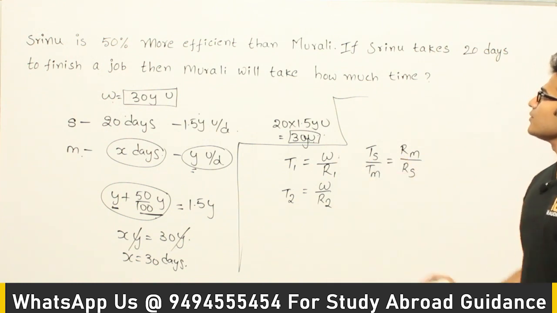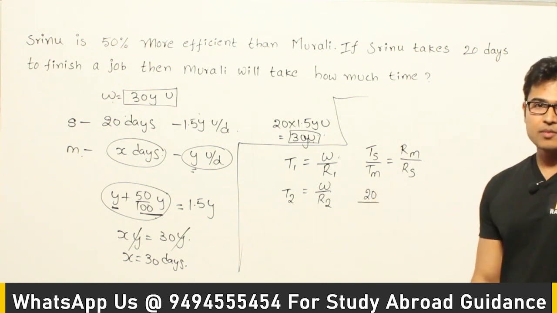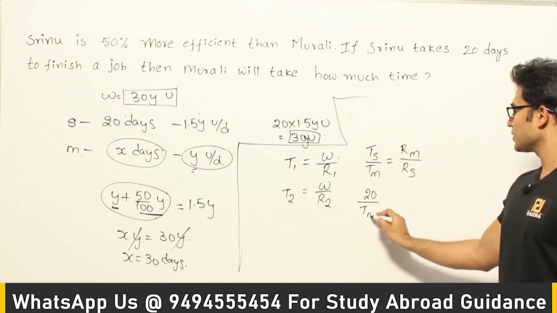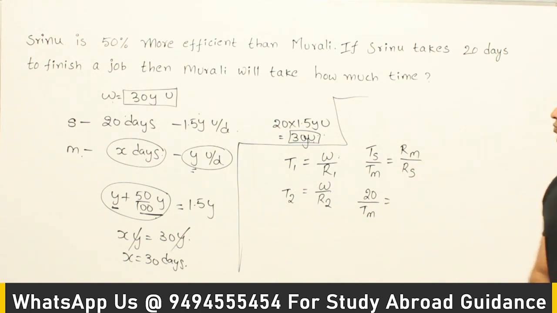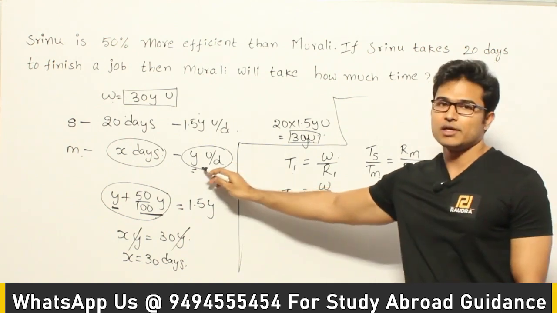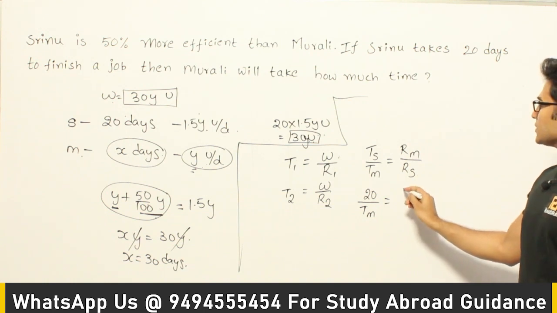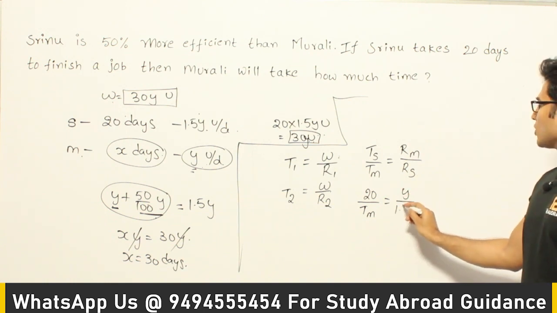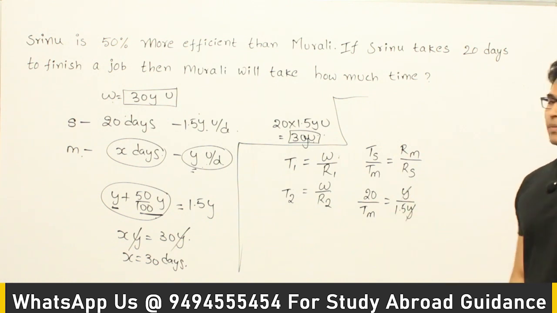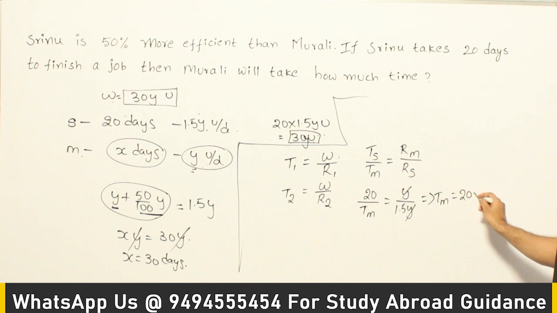Now it is already given that time taken by Srinu is 20 and we don't know the time taken by Murali. Let's assume that the time taken is Tm. And what about the rate of Murali? If you assume that the rate of Murali is some y, then the rate of Srinu will be 1.5y, isn't it? If you assume the rate of Murali is y, then the rate of Srinu will be 1.5 into y, right? So what does it mean? Time taken by Murali will be equal to 20 into 1.5, which is 30 days.